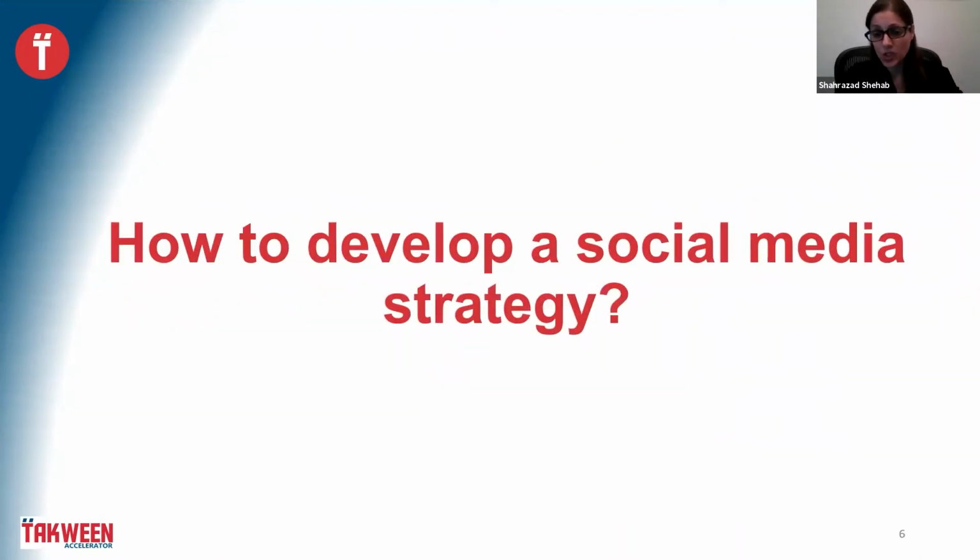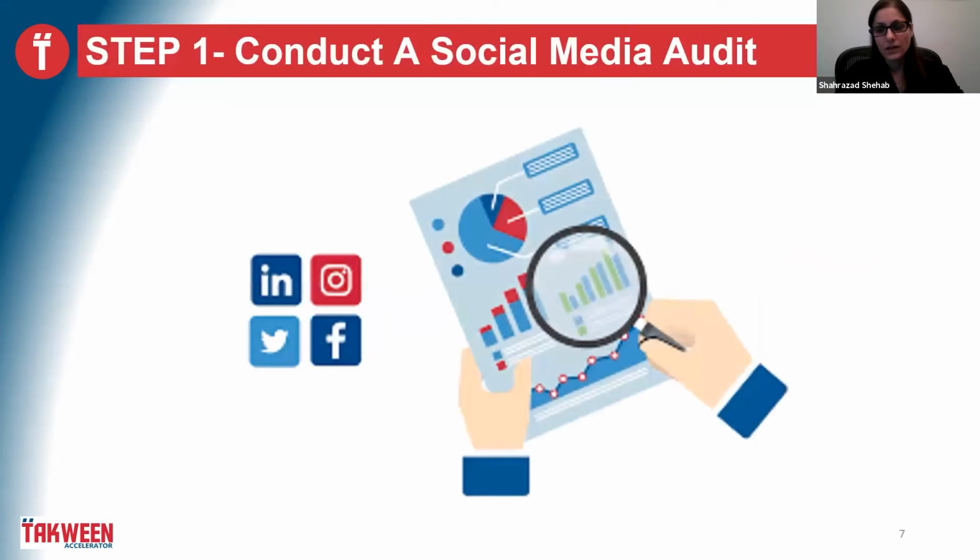Now, this is the big question: how to develop a social media strategy. Actually, it's easier than you probably think, and you can do it in just 6 simple steps. The first step is to conduct a social media audit. Conducting an audit of your social media accounts helps you understand what's happening on each network, what is working and what is not working. And it helps you identify new opportunities to grow and engage your audience.